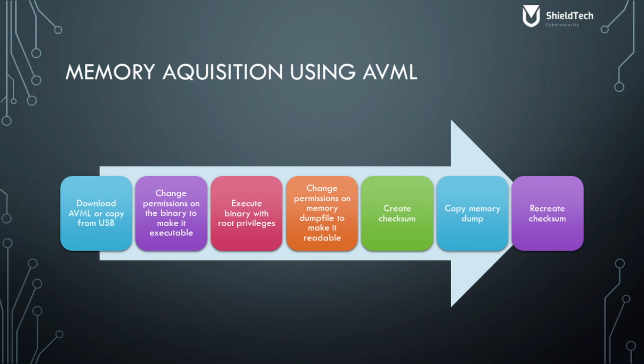When the collection process is completed, we need to change permissions on the memory dump file in order to make it readable. We will then create a checksum of the file before we copy it to a secure storage location. Once the file is copied, a checksum will need to be regenerated in order to verify the integrity of the secured evidence. Let's have a look at a demo of this.